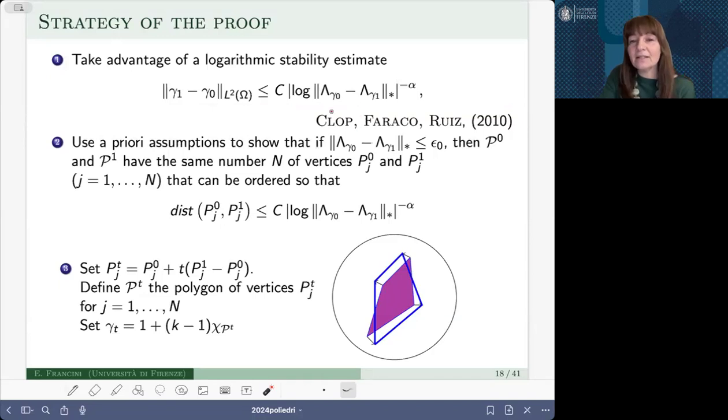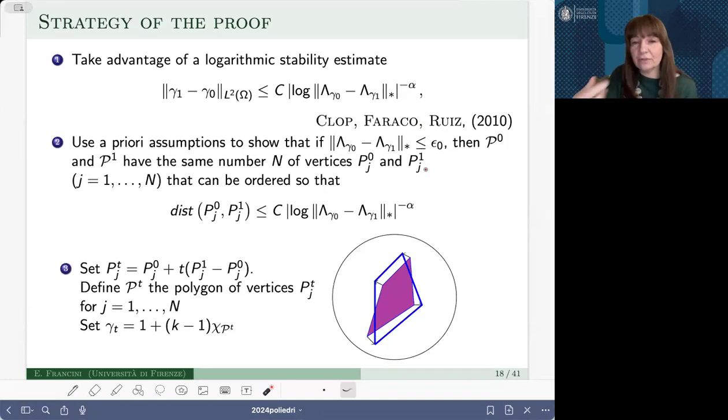This will tell us that if these maps are close enough, then the norm of gamma 0 minus gamma 1 is small enough. And this means that the polygons are close enough. And actually, you can prove that if this epsilon 0 is small, then these two polygons need to have the same number of vertices. This is the effect of the non-degeneracy assumption that we have on the polygons.